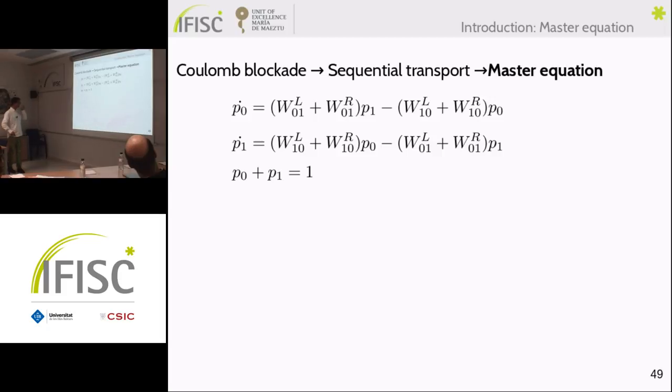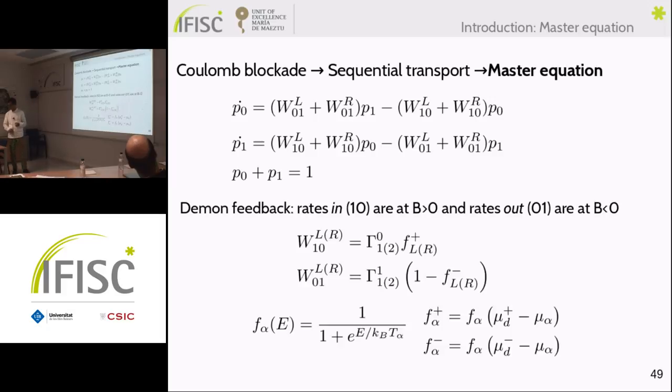To study this system again, we are in the Coulomb blockade regime, so we have sequential transport, so we can use a master equation. Again, we characterize it through the occupation probabilities, and in this case, we have only two possible states, either empty or filled, and we have the different transition rates for these two states. The thing now is that we have to take into account that there's a daemon acting on this system. So we take into account that rates in are always at positive magnetic fields and that rates out are always at negative magnetic field.